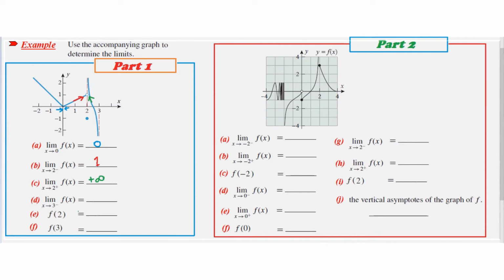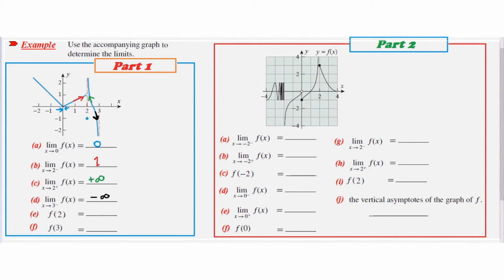And next you have to find the limit of x when x goes to 3 from left. This is 3 from left, and the function goes to negative infinity when x goes to 3 from left. So the answer is negative infinity.